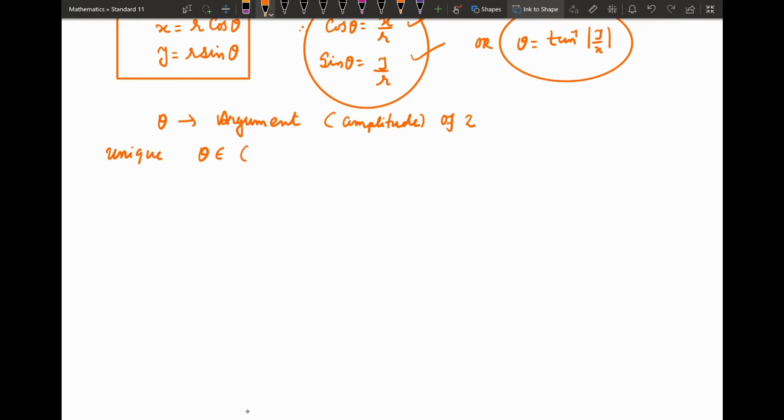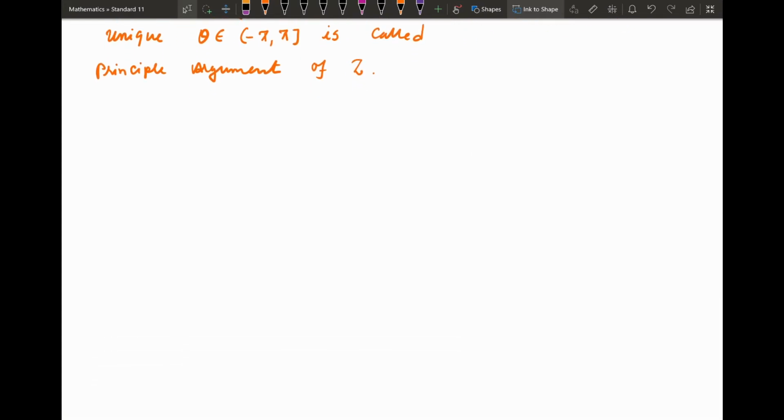But the unique theta that belongs to the interval open-close minus pi to pi is called the principal value, or principal argument, of complex number z. We take an example of how to find the modulus and how to find the amplitude, the principal argument.